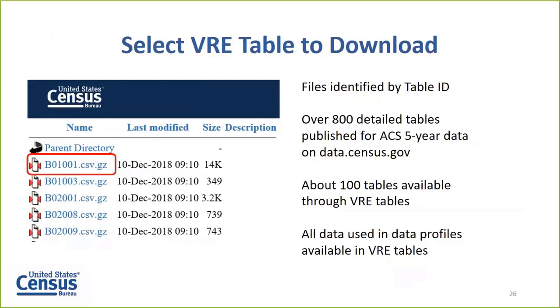The .csv stands for comma separated value, and GZ indicates the method used to compress the file, that is the gzip method. On data.census.gov, there are over 800 detailed tables published for the ACS 5-year data. Only about 100 of these tables are available as the Variance Replicate Estimates tables. However, all ACS detailed tables used to create the ACS data profiles are available through the VRE tables.